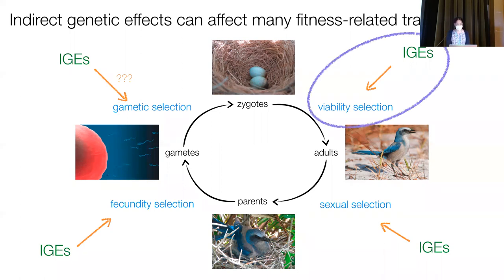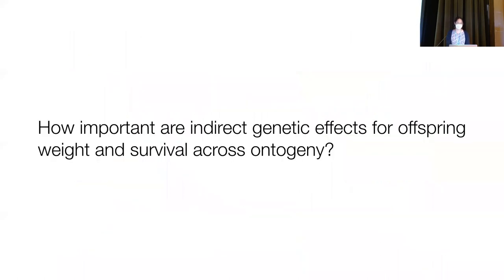So today I'm just going to focus on viability selection. More specifically, I'm going to share some hot off the presses results on the impact of indirect genetic effects on offspring weight and survival across ontogeny. We've been looking at this question using two different approaches. First, I'll tell you about some work using animal models to partition phenotypic variance into additive genetic effects and indirect genetic effects. This is work done by a former undergraduate in the lab, Gladiana Spitz. And then we've also been working on incorporating indirect genetic effects into our genome-wide association studies. This is work done in collaboration with Elissa Cosgrove and Andy Clark.